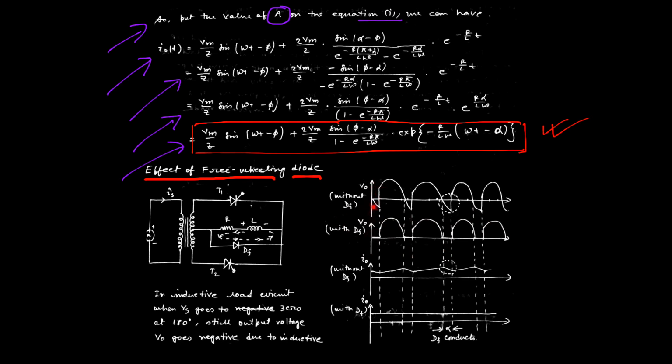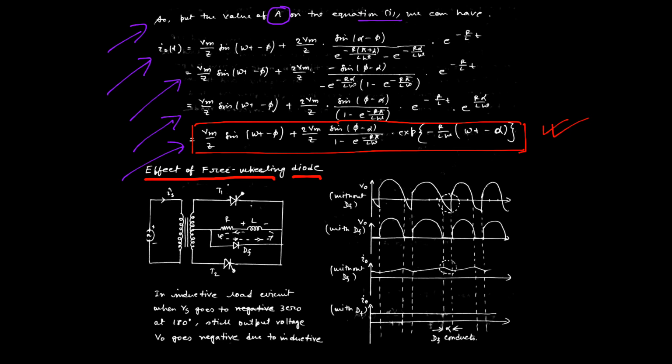These first two waveforms, V0 and V0, are without the freewheeling diode and with the freewheeling diode, and these are the current waveforms without and with the freewheeling diode. So if we use an RL load without a freewheeling diode, there is a negative peak, as I discussed before. Due to the presence of this negative peak, the overall average voltage is reduced, and the input current has a lagging power factor.